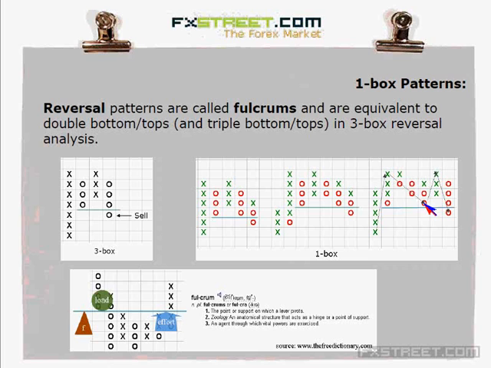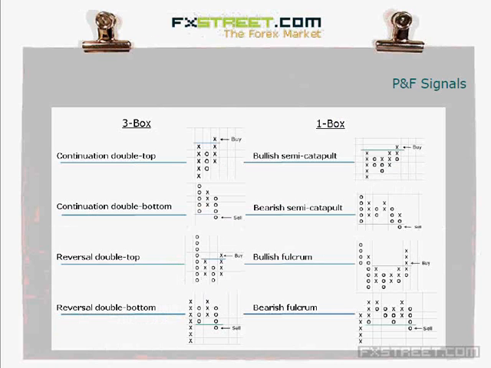Okay, the next ascending column is the same in the 1 box and the 3 box, because there is a strong ascending move, and the subsequent drop is as well equal in both charts. Okay, this is the equivalence. Fine. So we have the 3 box and 1 box reversal patterns once again lined up here.